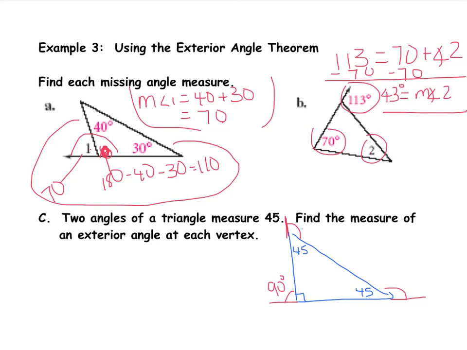This obtuse angle is the supplement of 45, so we can do 180 minus 45, or you can take this as the exterior angle and add 90 plus 45. So that ends up giving us 135, and these two are the same, so this must be 135 as well.